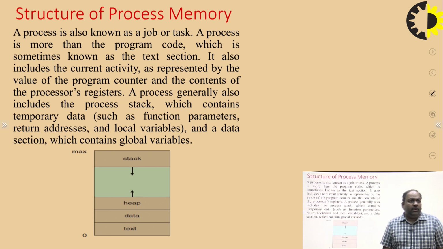So this is the structure of process memory. Because a process is known as a task or job, it holds some memory, some space. The process is more than the program code, which is sometimes known as the text section, and that text section is stored somewhere in our memory, in the form of a stack or general process registers. A process generally also includes the stack, the data, and some variables which are attached to our process.